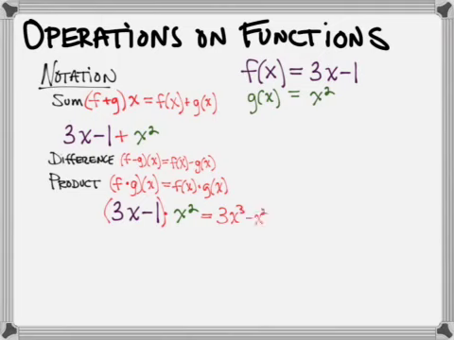Quotient is going to be similar. I divide them. So f over g of x, and I have a potential error if g of x is 0. So we have a caveat that g of x is not equal to 0. So those are the basic four, and then we're going to look at the one that's a little bit trickier, which is the composition of functions.